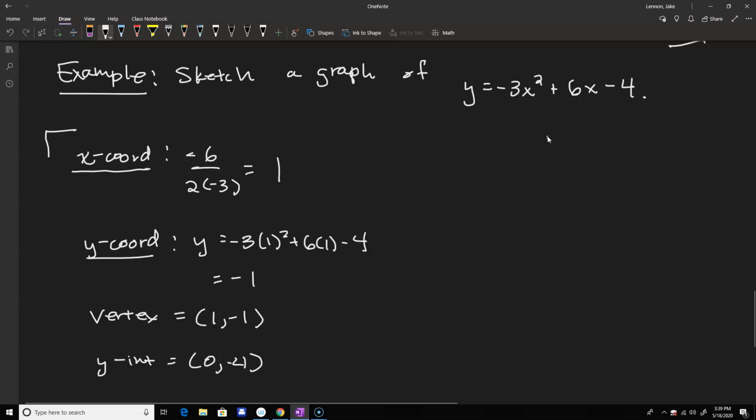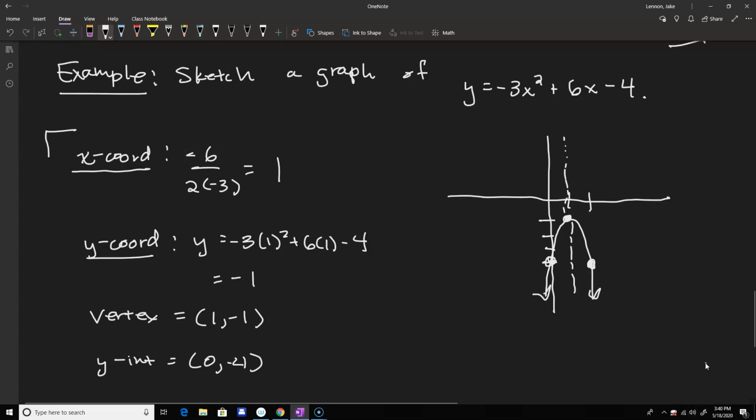Notice also that this parabola is going to be open downward because the leading coefficient is -3. So that -3 means it's going to open downward. So (1, -1), the vertex, is right here, and (0, -4), the y-intercept, is right here. Again, the axis of symmetry is going to be x equals 1. So essentially my other point has to be on this side of the dotted line. So there are your 3 points, and there's the graph of the parabola. So that's that.